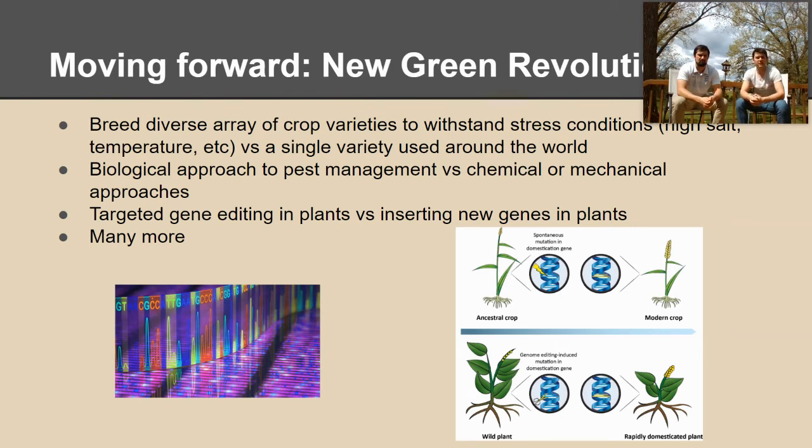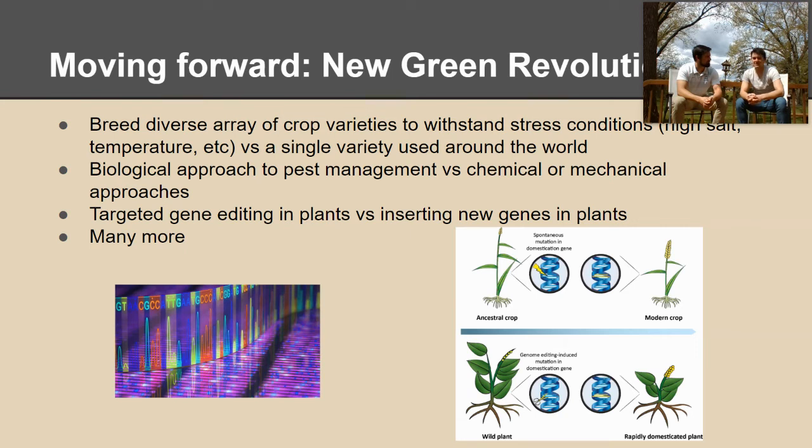So scientists, plant breeders are working to breed really diverse arrays of crops to withstand lots of different stress conditions in the world, whether that's high heat, high salt, any sort of stress condition, we're working to breed plants to survive in those environments. Secondly, as I talked about, we in the 1990s could sequence DNA. Well, now there's this thing called CRISPR. You maybe have heard of CRISPR in the news. This is a way that we can really go in and precisely modify the genes of a plant.